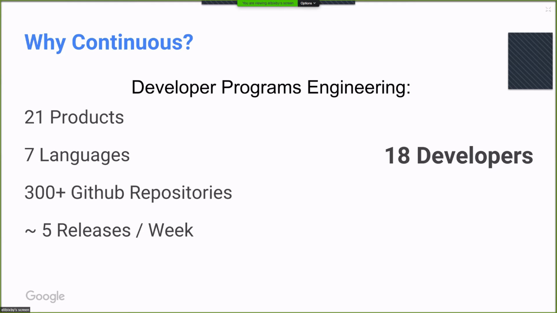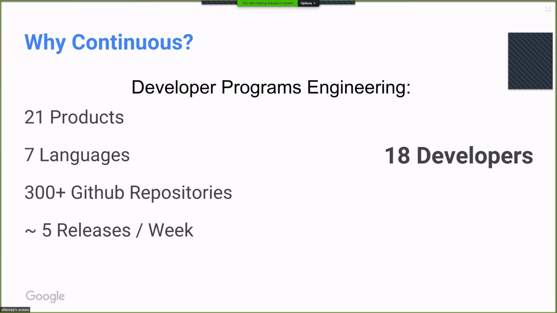So why continuous? Why not just do it the old way where you ran a testing script and waited for it to complete? Well, in developer programs engineering, we write samples and tutorials and blog posts and third-party integrations for 21 products across 7 languages, which results in 300 plus GitHub repositories that we are responsible for to varying levels. And we have across cloud about 5 releases a week, which we're responsible for. And we do this with 18 developers.